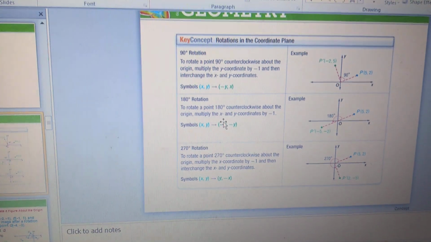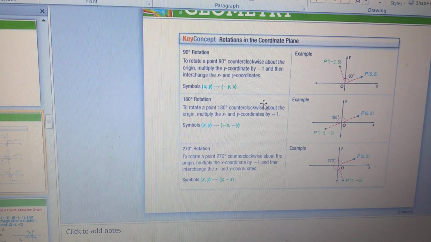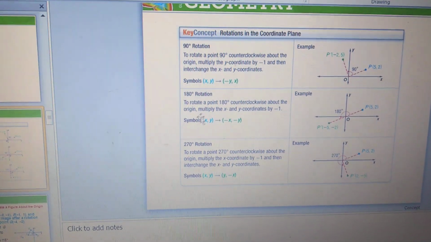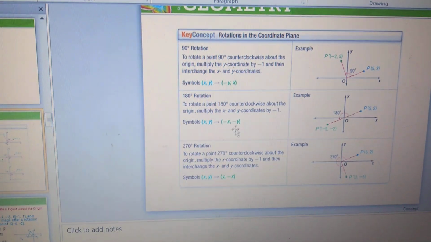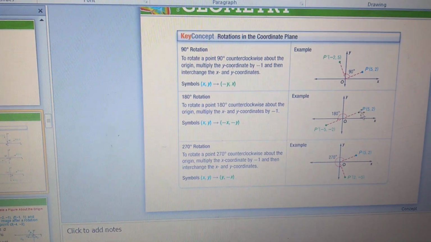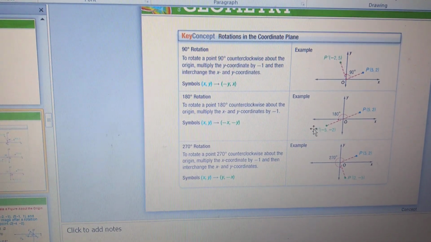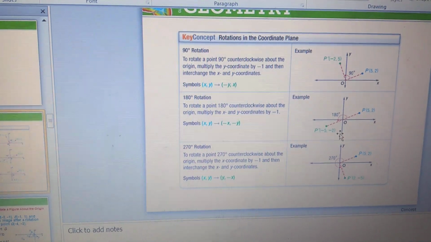Rotation 180 degrees is very simple. Why? Because you only change the sign of the x coordinate and y coordinate. Any point (x, y) will become (-x, -y). Like here, P (5, 2), when I rotate it 180 degrees, P dash will become (-5, -2).